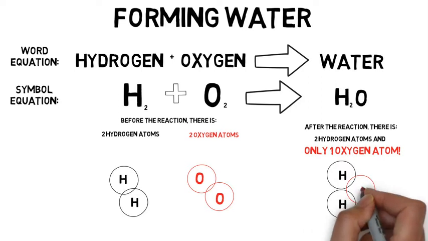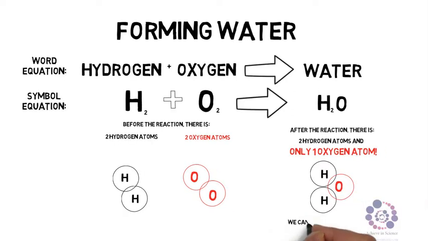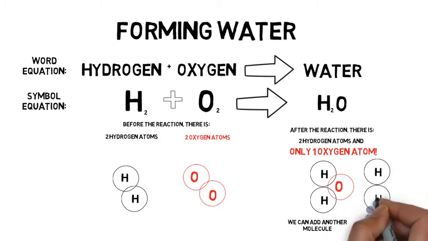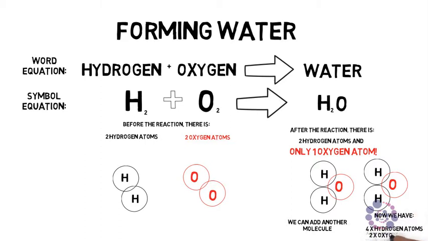So instead, the solution to get more oxygen into the side of the products is to create another molecule of water. If we draw out another molecule of water, we can now see that we have 4 hydrogen atoms and 2 oxygen atoms. Now if we compare this to what we have before, we are now short of hydrogen.